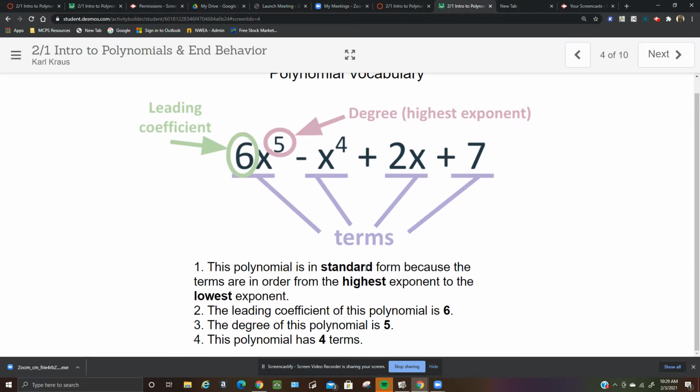So this polynomial is in standard form because the terms are in order from the highest exponent to the lowest exponent. So 5, 4, there's no x to the 3rd term, no x squared term, then there's the x term, and then next to the 0 or the constant term here. The leading coefficient goes with the highest power of x, that's 6. The degree of the polynomial is 5, and this polynomial has 1, 2, 3, 4 terms.